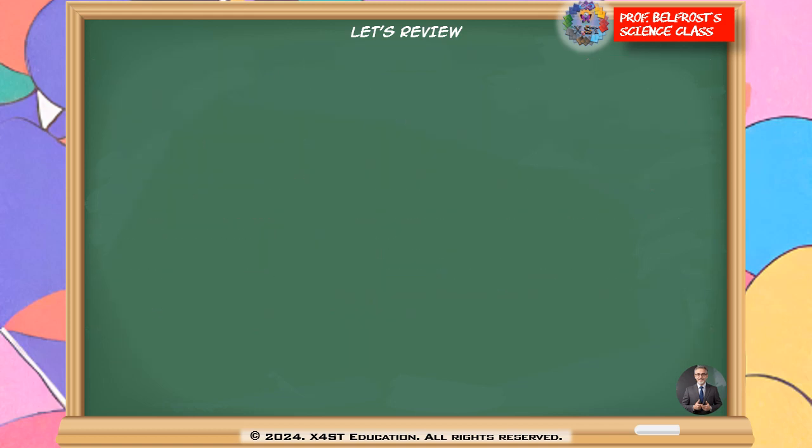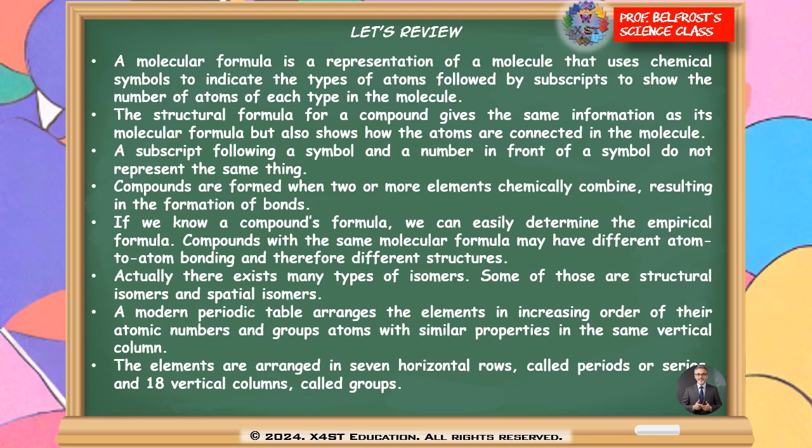A molecular formula is a representation of a molecule that uses chemical symbols to indicate the types of atoms, followed by subscripts to show the number of atoms of each type in the molecule. The structural formula for a compound gives the same information as its molecular formula, but also shows how the atoms are connected in the molecule. A subscript following a symbol and a number in front of a symbol do not represent the same thing. Please note it.